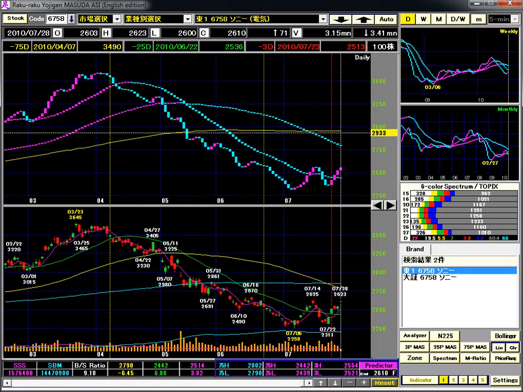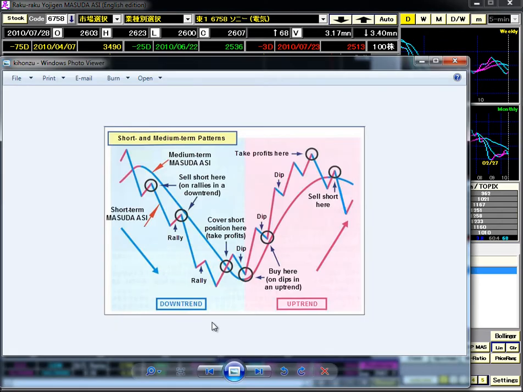First of all, please look at the chart here. We have 6758. This is Sony's daily chart, and you can see the Masuda Ashi chart here on the top with the short term, the medium term and the long term Masuda Ashi real body lines, and the candlestick chart below. Now let's have a look at the basic pattern.